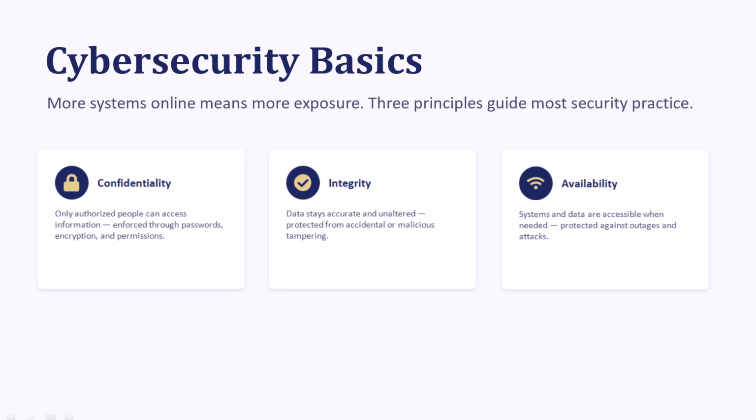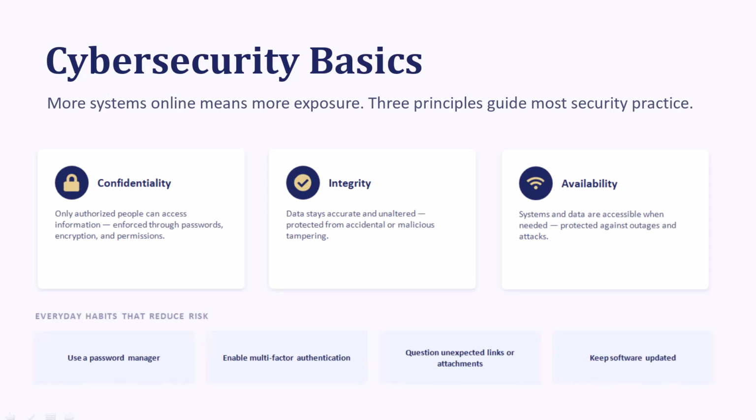This is about protecting against outages and attacks that could take a system offline right when people depend on it most. These principles sound abstract, but they translate into everyday habits anyone can practice. Using a password manager, so you're not reusing weak passwords. Enabling multi-factor authentication wherever it's offered. Questioning unexpected links or attachments, even if they look like they're from someone you know. And keeping your software updated rather than dismissing those update notifications. Security isn't just the IT department's job. It's a habit everyone in an organization shares.